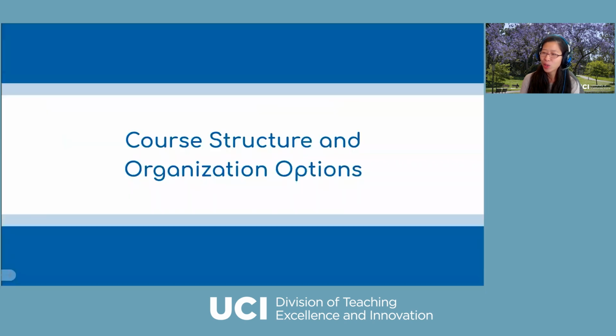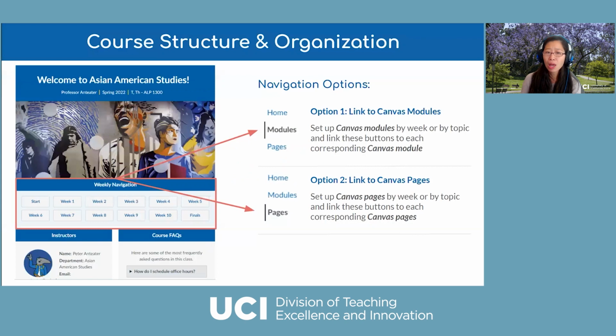All right. So I'm going to go back to my slides here. So the next area that I'd like to focus on is course structure and organization, right? Which basically is how you would like your students to be able to navigate all the content inside of your course. So remember, we talked about having this really nice navigation area for your homepage. But what exactly do these buttons link up to in Canvas? So Canvas has 2 main options when it comes to structuring your course content, which in turn translates to the 2 main ways that you can link your homepage navigation buttons.